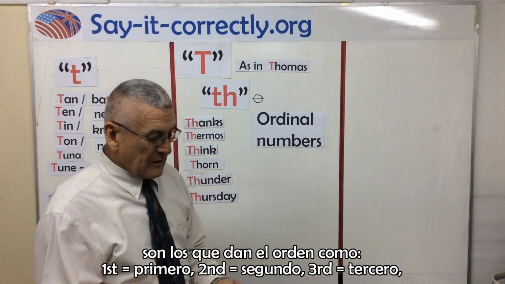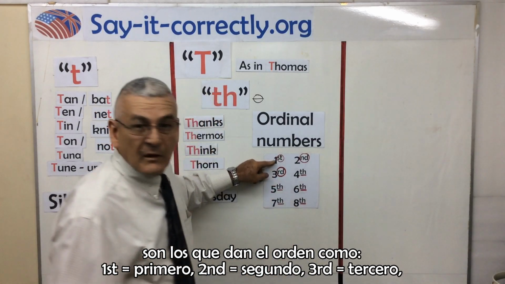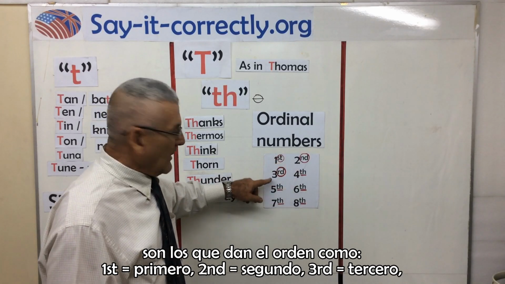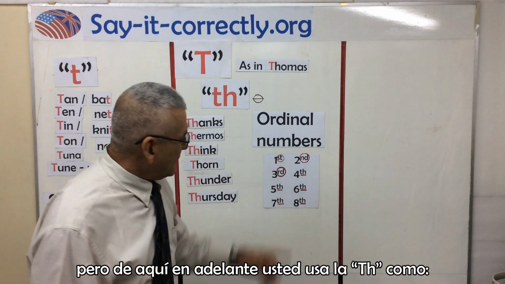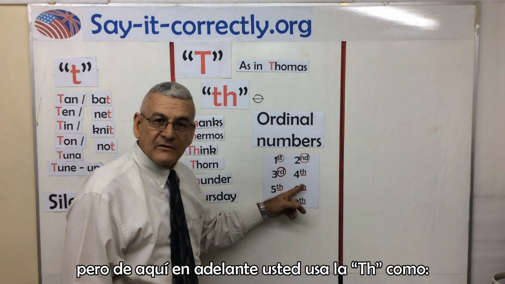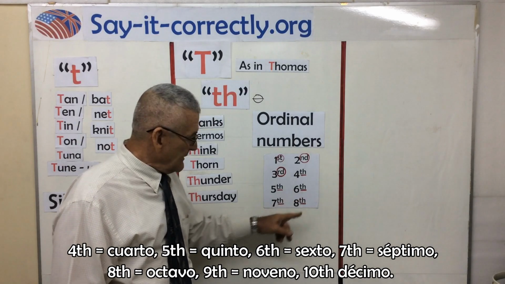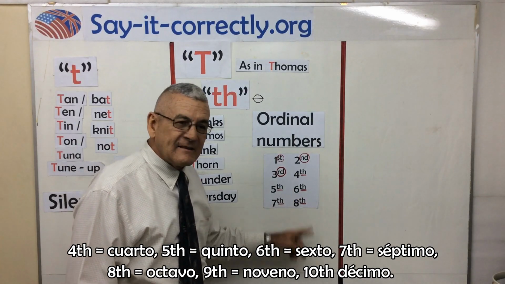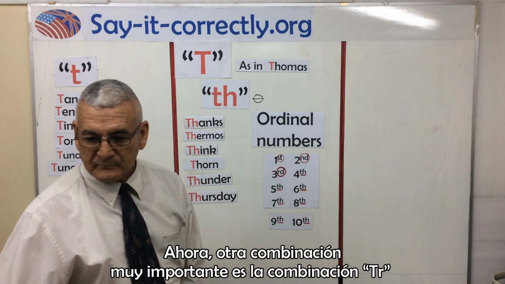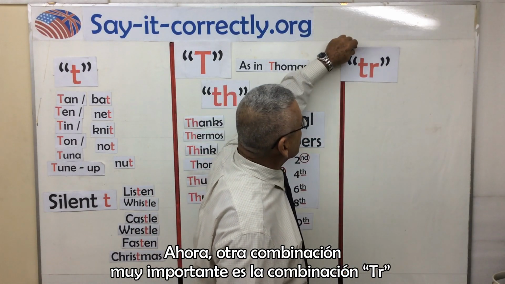Now, the TH, as I said, is very important because it's used for ordinal numbers. Okay, ordinal numbers are those that give you the order, like first, second, and third. But from here on, you use the TH, like fourth, fifth, sixth, seventh, eighth, ninth, and tenth.